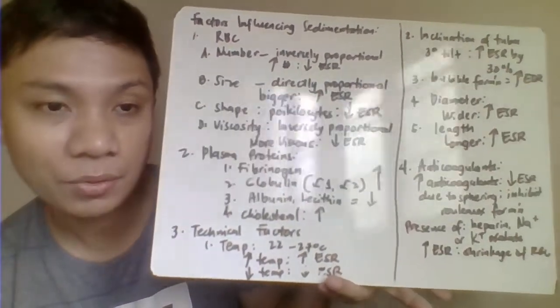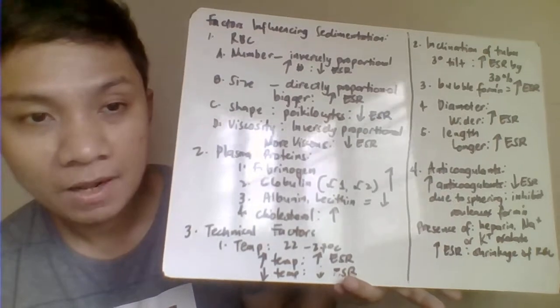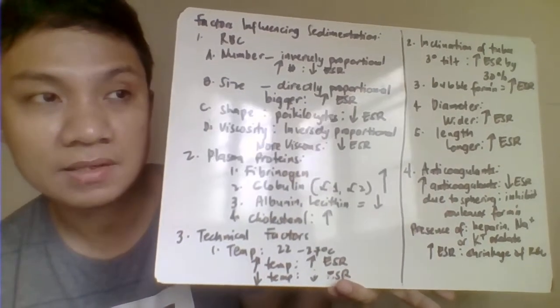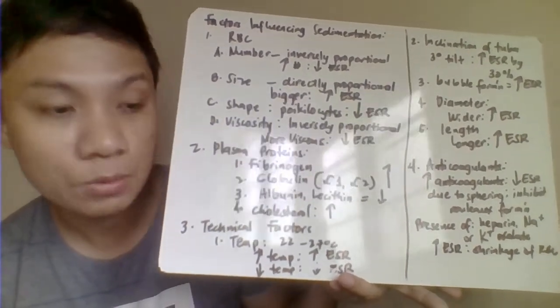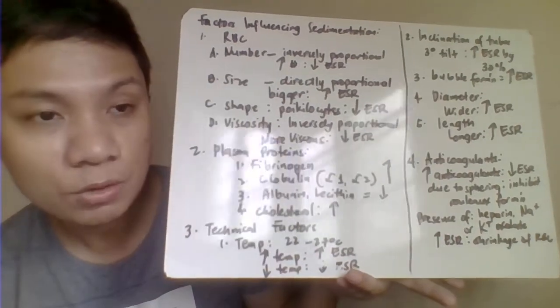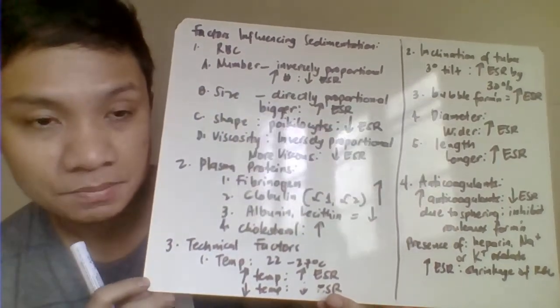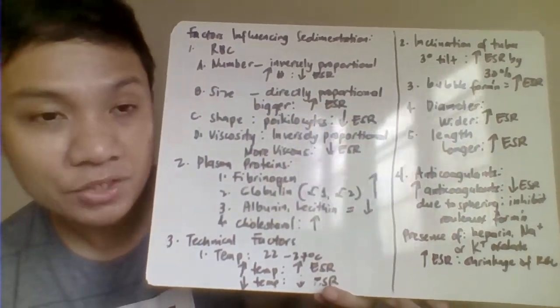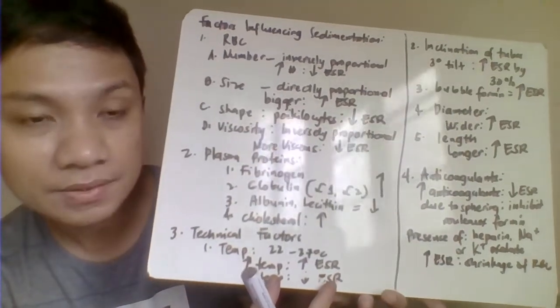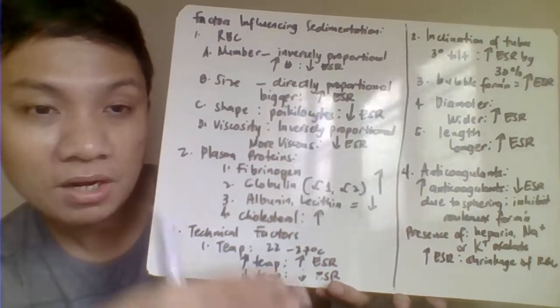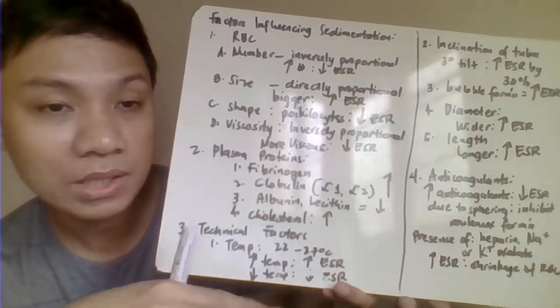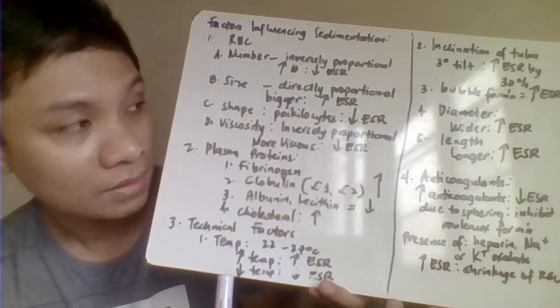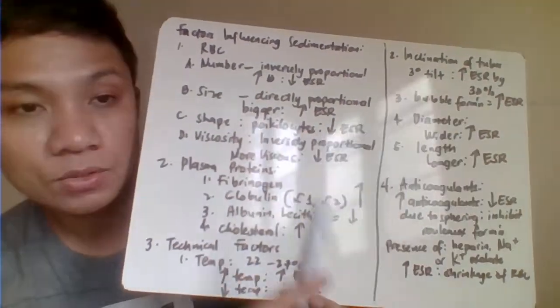Okay, technical factors. Number 1, temperature. The ideal temperature here for the ESR would be room temperature, that's 22 to 27 degrees Celsius. So increased temperature would tend to increase the ESR result. Cold temperature, mahirapan siyang mag-settle. That would decrease the ESR result. Another one, inclination of the tube.